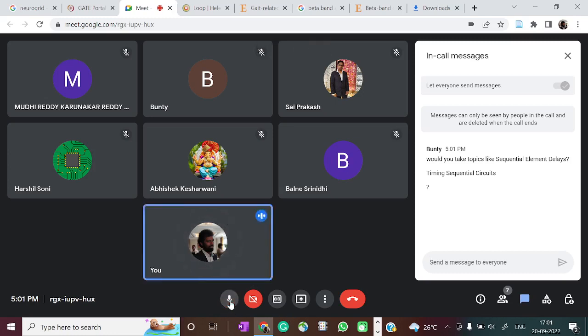Yes, Bunty, we will take that actually. After this combination circuits, we will enter into sequential. There we'll see latches, flip-flops, the difference between them, then counters, shift registers, then static timing analysis, setup time, hold time, all those things we'll see.